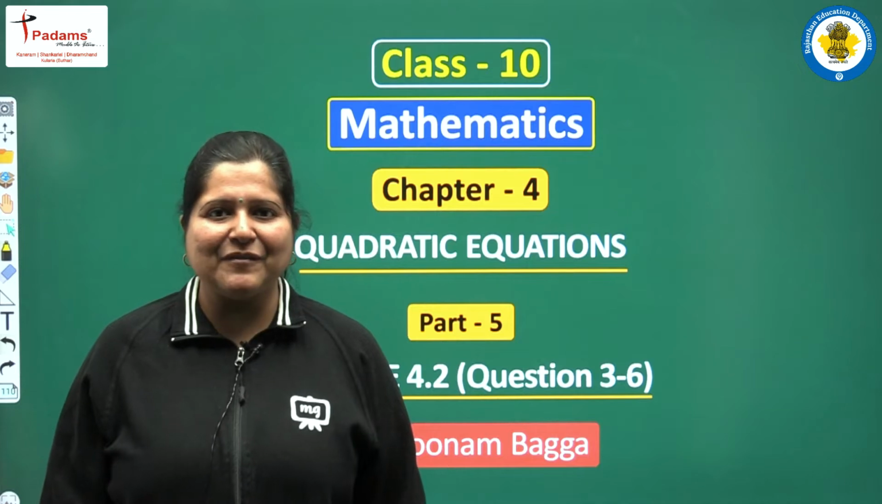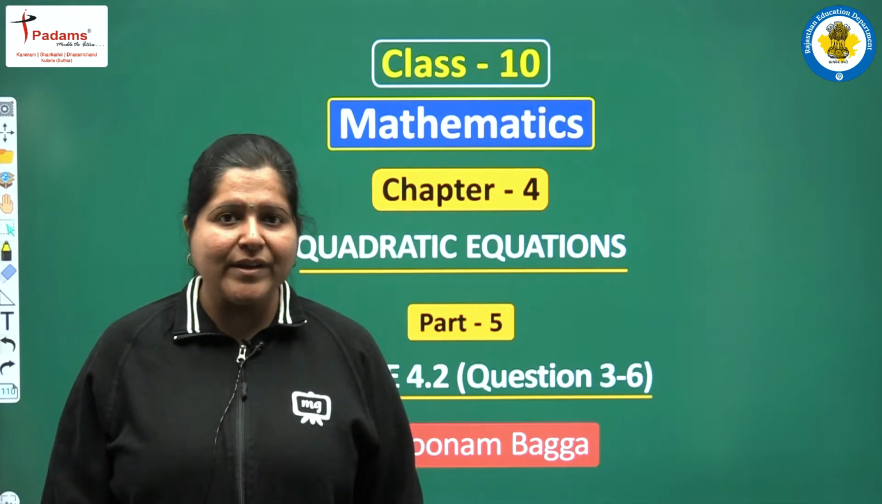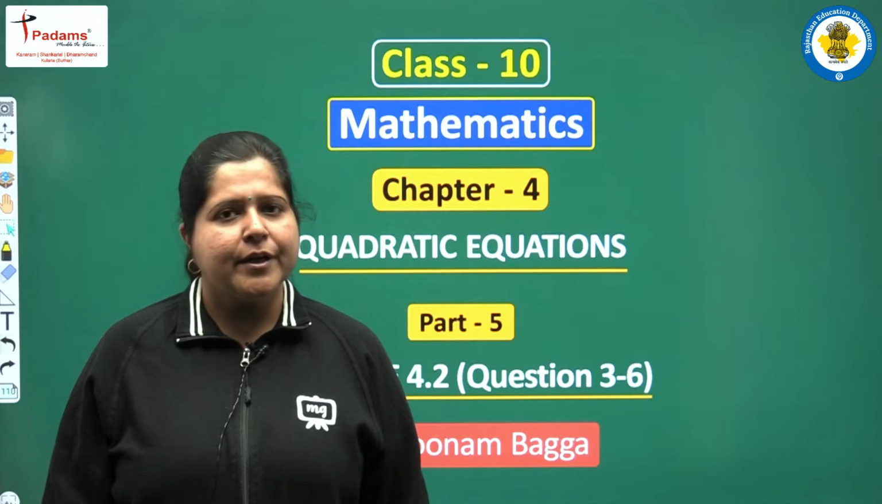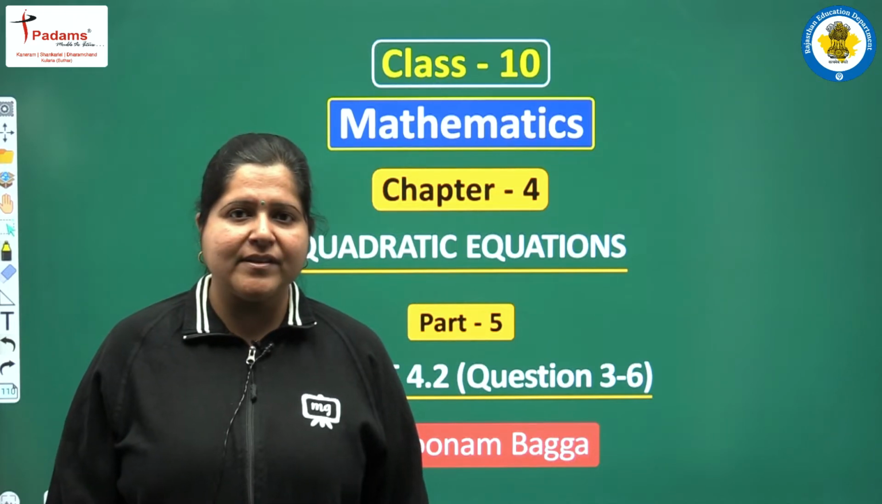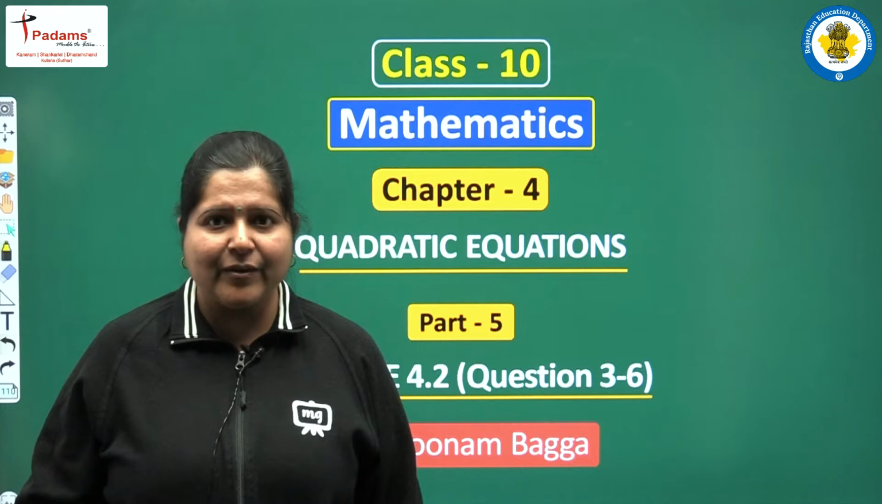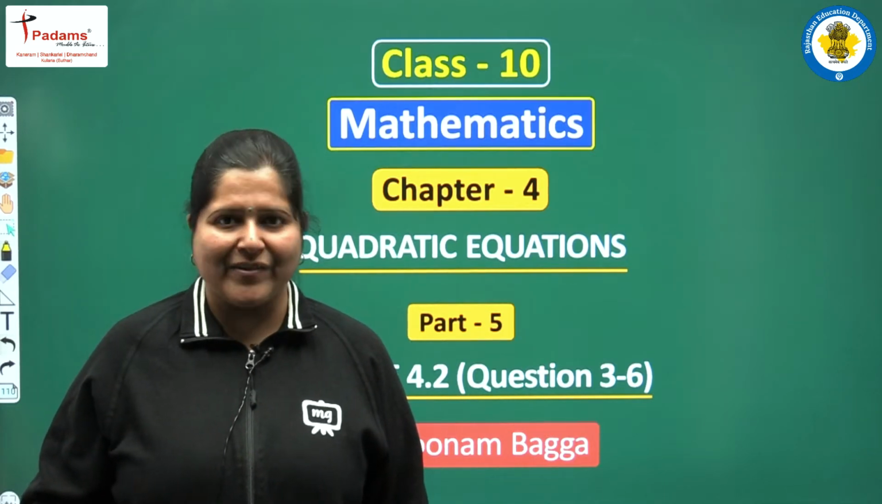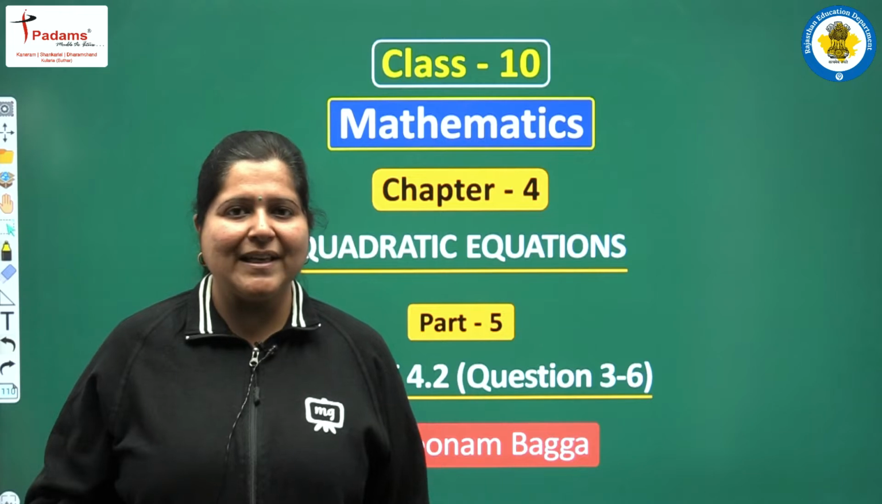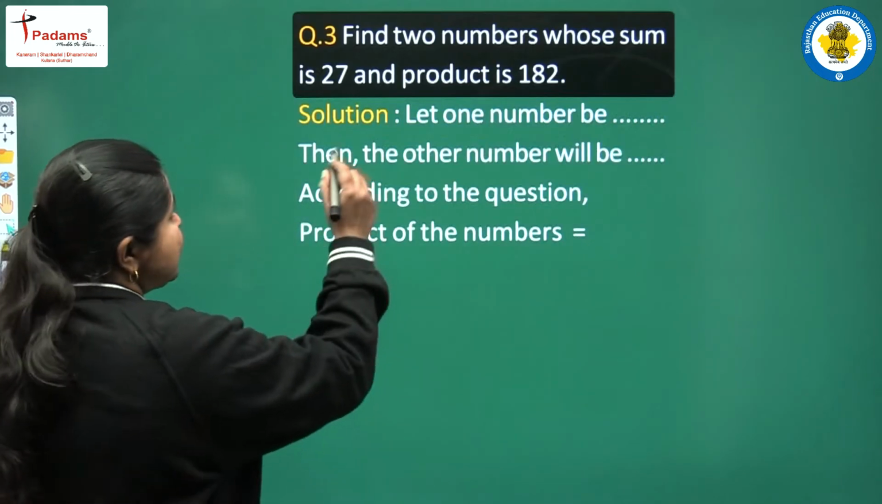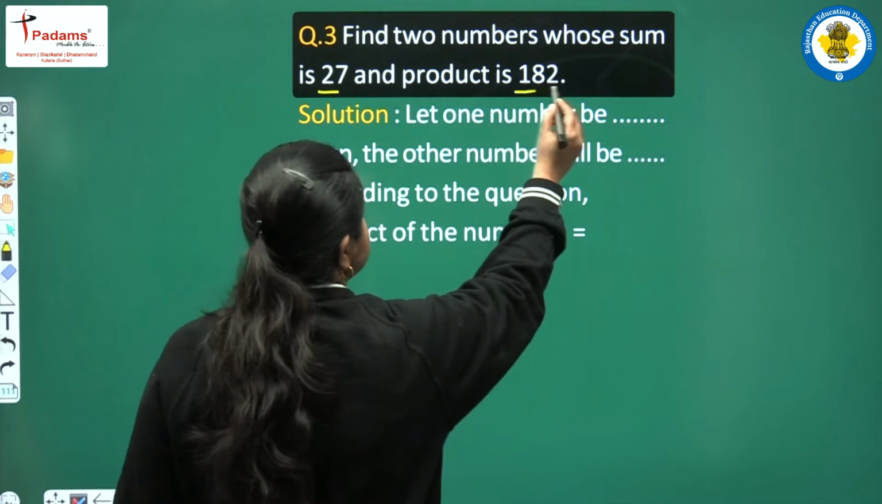We are studying chapter 4, quadratic equations. In our last class we did the first two questions of exercise 4.2. Today we will be taking up the remaining questions, where we will be forming some equations out of the word problems given in the question, and then we will be solving those equations by the method of factorization. So question number 3 is: find two numbers whose sum is 27 and product is 182.